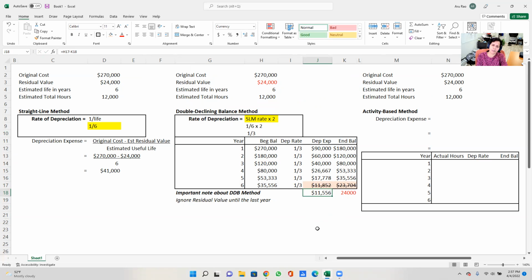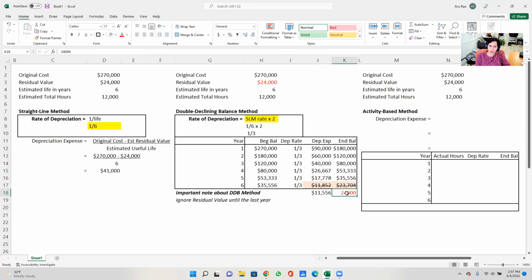Now, the advantage of the double declining balance method in ignoring this residual value is I don't know what's going to happen over 6 years. Am I likely to get more or less at the end of 6 years? Time will tell. So at the end of the 6th year, if I decide that I can't get 24,000, the best I can get is 20,000.